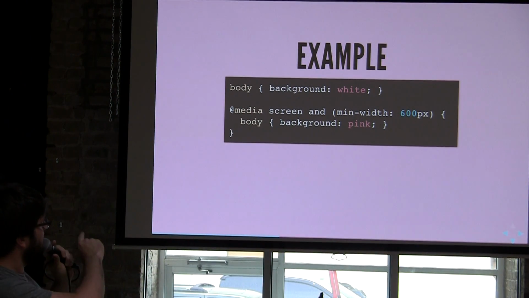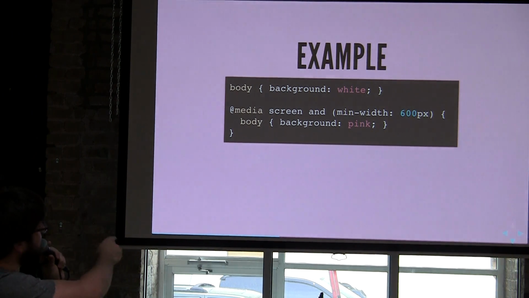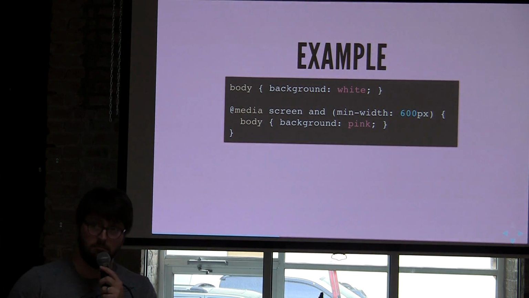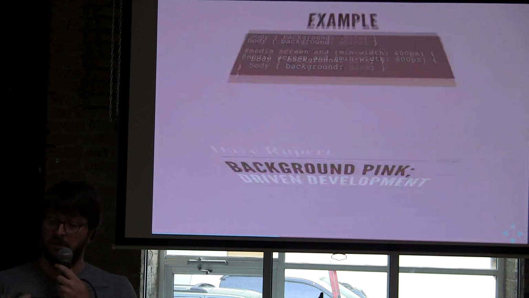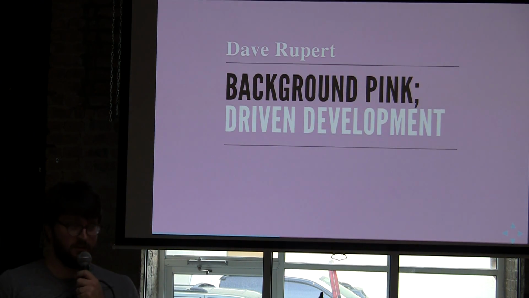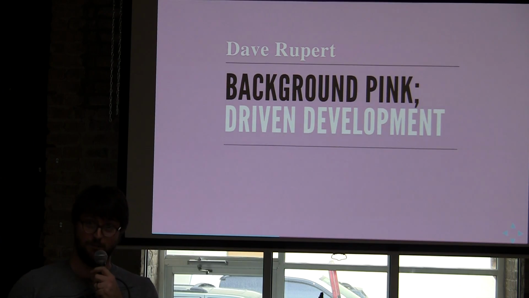body, background white, and then because this screen is bigger than 600 pixels, it has turned pink. There you go. This is just one of the tips in my upcoming A Book Apart book called Background Pink Driven Development. If you don't understand what's going on in your design or your layout, you just say background pink, turn it pink, boom, you know what's going on. If it doesn't turn pink, well, you're not clearing a float. So anyway, a little bit of a spoiler, but you can buy this book. It's coming out in January, I hope.